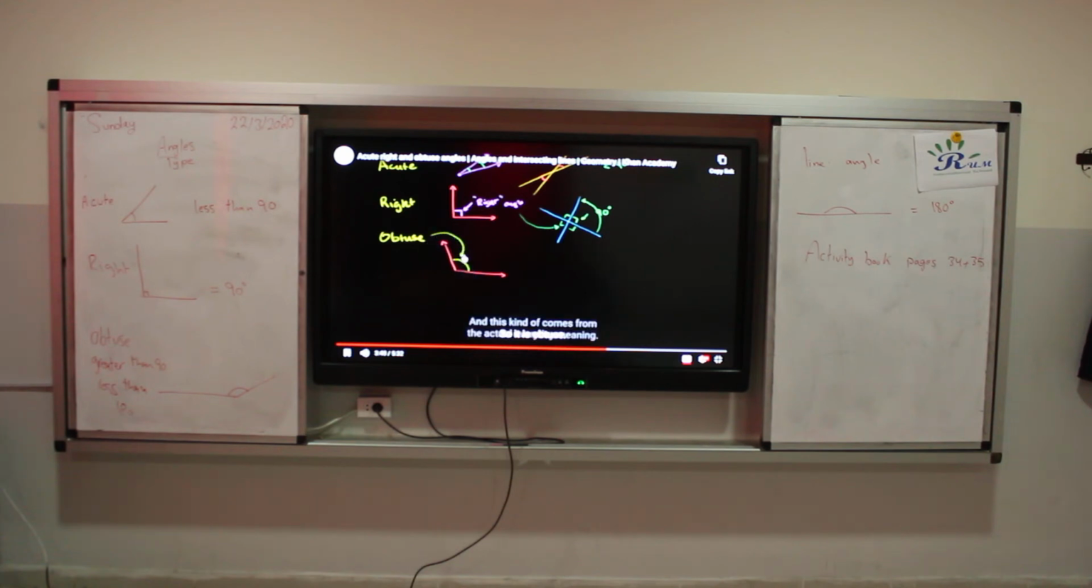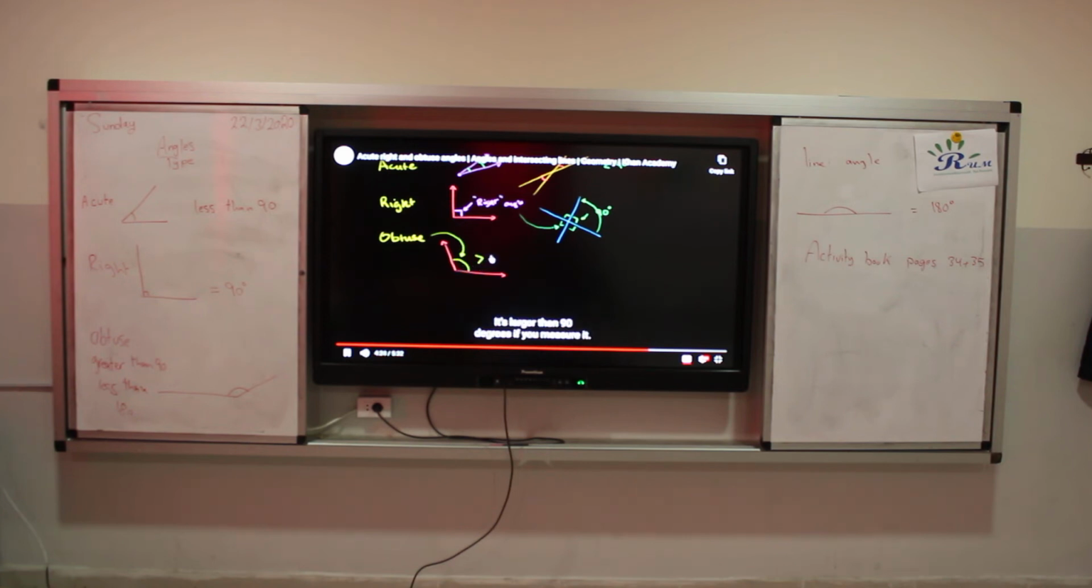It is obtuse. And this kind of comes from the actual everyday meaning. Acute means very sharp or very sensitive. Obtuse means not very sharp or not very sensitive. So you could imagine this looks like a sharp point, or it's not opening up much. This one is less sensitive, it's all big and open. It won't be able to notice things that are small. Maybe that's not an appropriate analogy. But one way to think about it is that it's opened up wider, or it's bigger than a right angle.